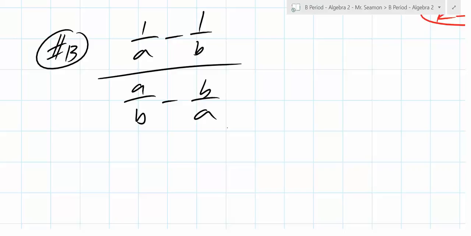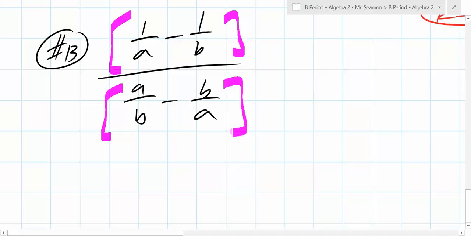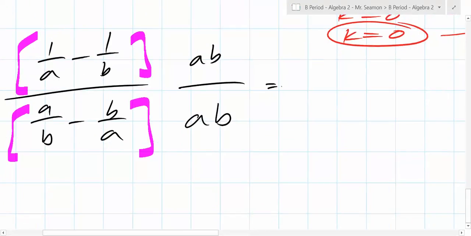What method do you want to use? Do you want to simplify individually, or do you want to multiply by a common denominator? Let's multiply by a common denominator because, again, what's the LCD up here? And what's the LCD down there? So what do you multiply the top and the bottom by? So you have a over b times a over b. So what do you end up with?